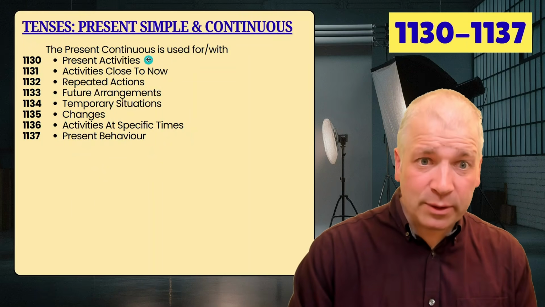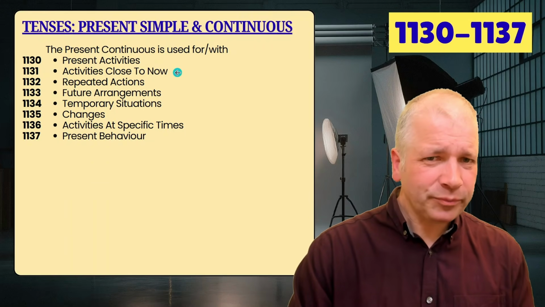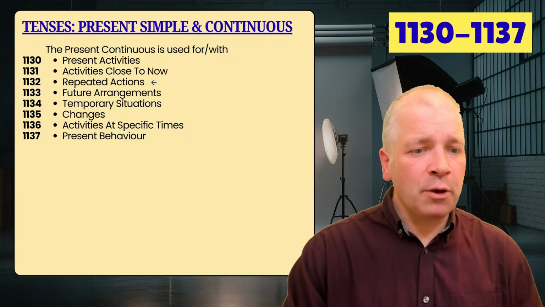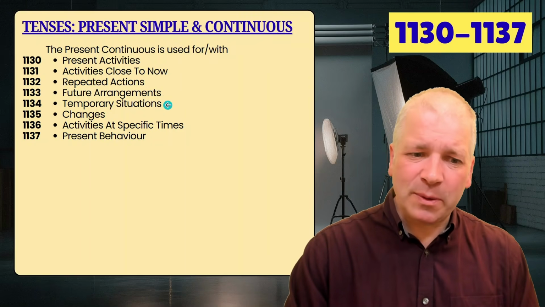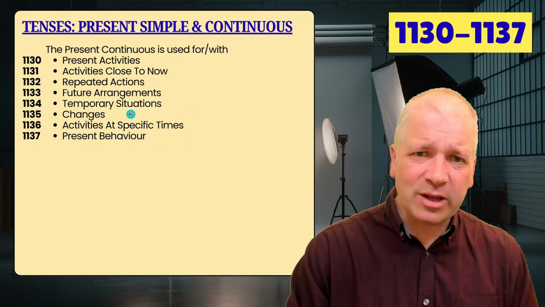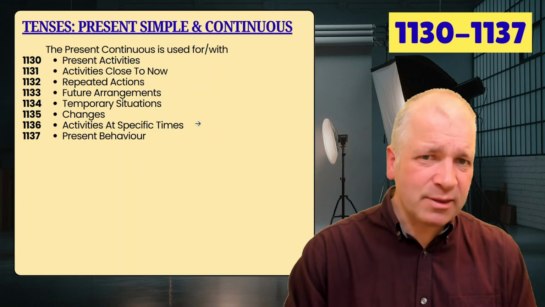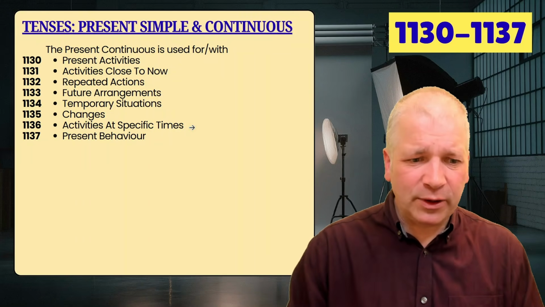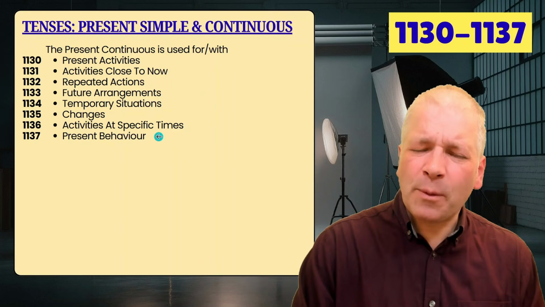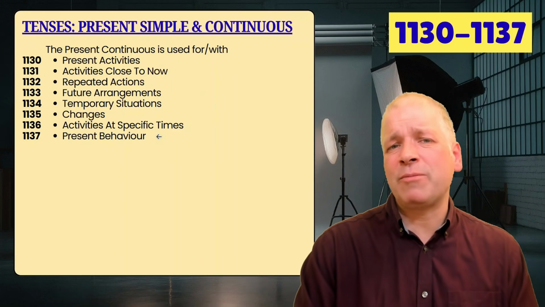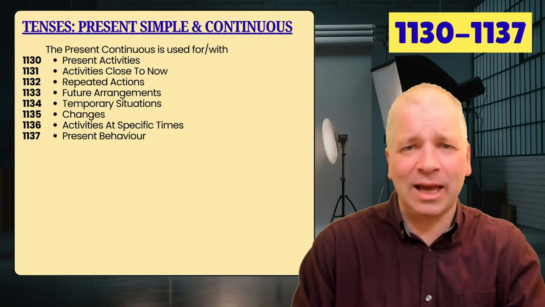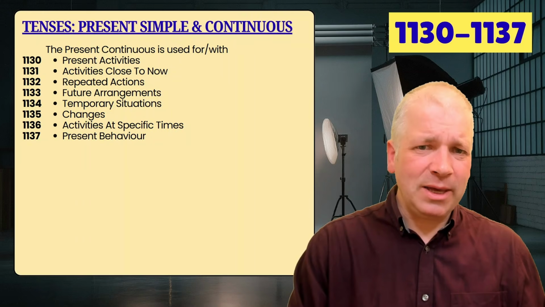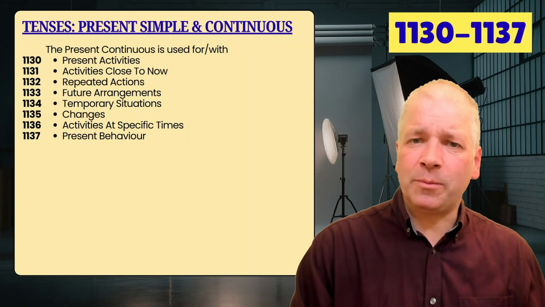The present continuous is used for present activities, activities that are happening close to now, actions that are repeated over and over again, future arrangements, temporary situations, changes, activities at specific times, so things that happen at a planned specific time over and over again, and also for present behavior. If you're describing present behavior, you are being nice, you are being lovely. Being here is the present continuous of the verb to be.